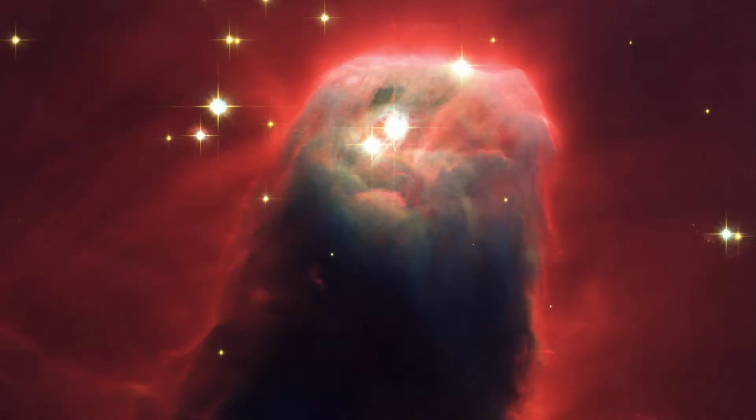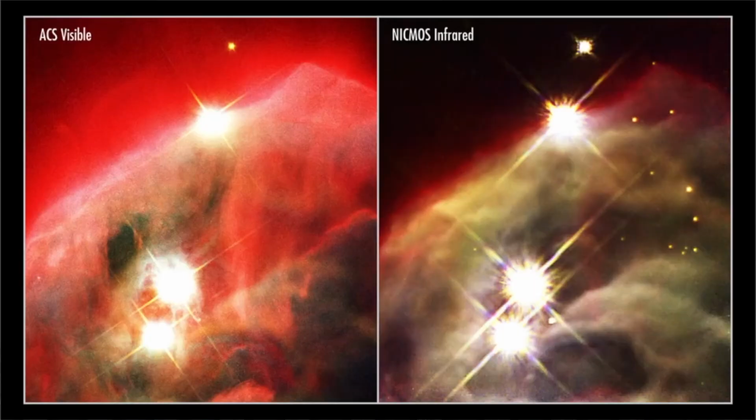Another famous example is the Cone Nebula, which if you see normally you only see a few really large luminous stars, but if you look through infrared light, you can see there's dozens of really small stars that are forming, and that's really only possible to view from infrared light.